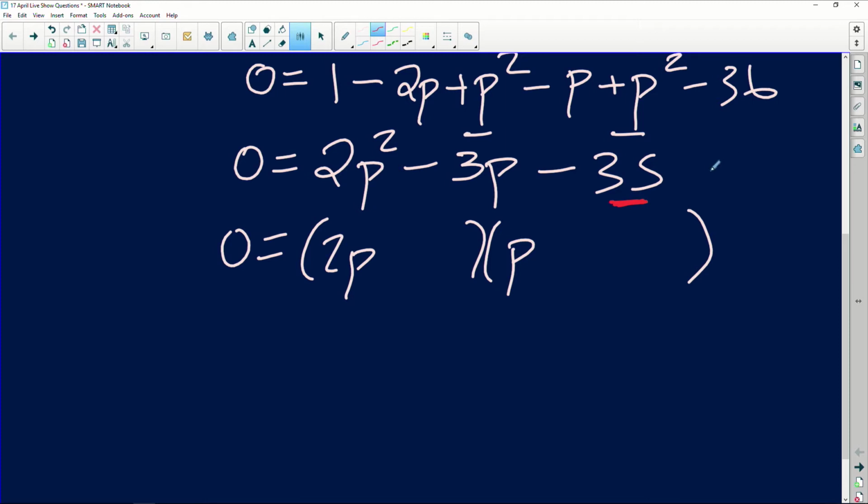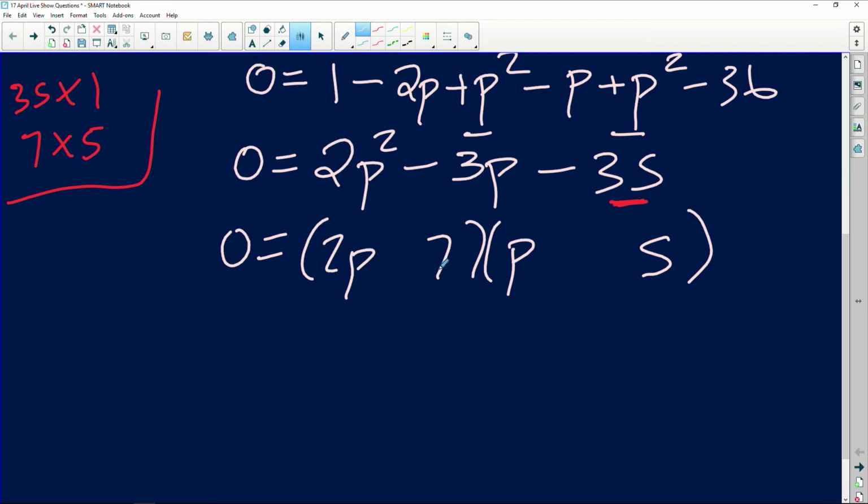The factors of 35 can either be 35 times 1, but I don't think that will give me the 3 that I have in the middle. The other factors can be 7 multiplied by 5, and I think those are the ones that will actually work for us in this case. Let's see what will happen. I have to put 5 here and put 7 there.